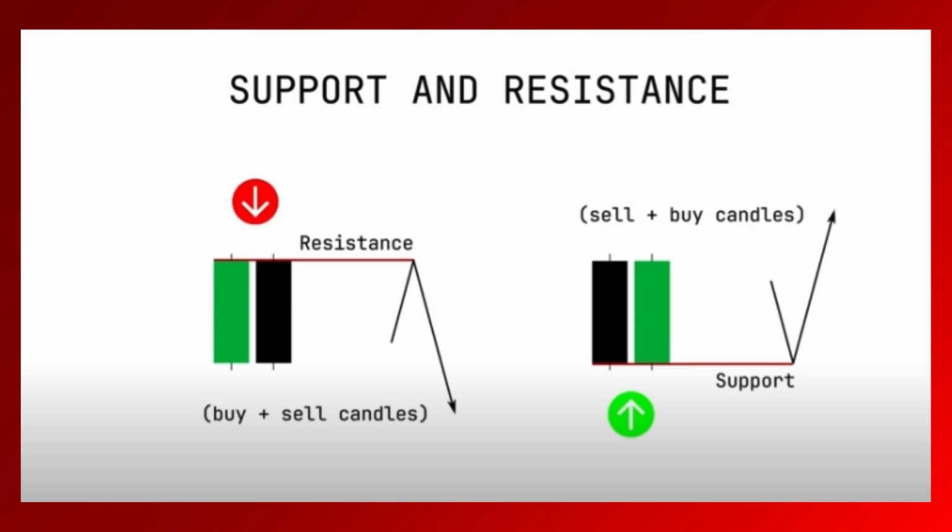5. Rejection blocks. These are areas where price was strongly rejected, indicated by long wicks. They represent zones where one side, buyers or sellers, overwhelmed the other, creating future reversal zones.